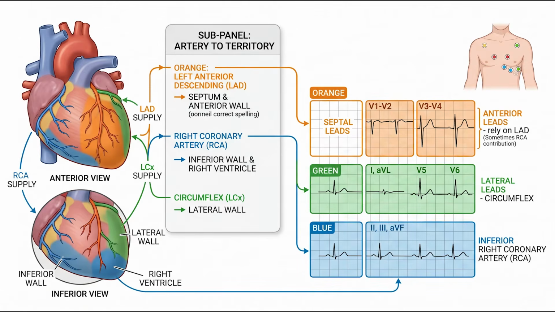Understanding which artery supplies which part of the heart is critical for diagnosing heart attacks. Leads V1 and V2, septal, are supplied by the left anterior descending, LAD, artery. Leads V3 and V4, anterior, also rely on the LAD and sometimes the right coronary artery, RCA. The lateral leads, I, AVL, V5, V6, are usually supplied by the circumflex artery. Finally, the inferior leads 2, 3, AVF, are primarily supplied by the right coronary artery.